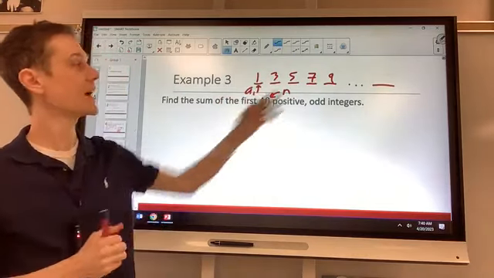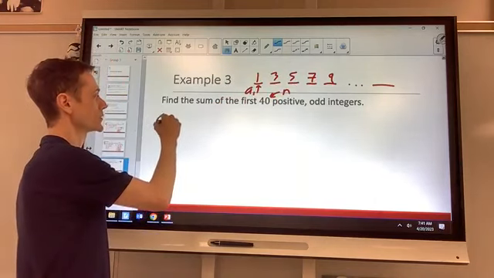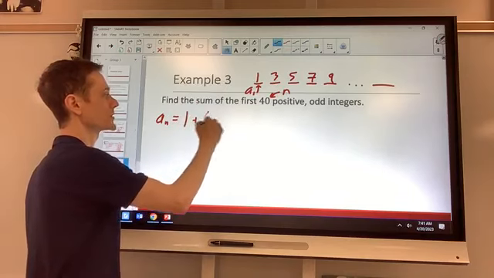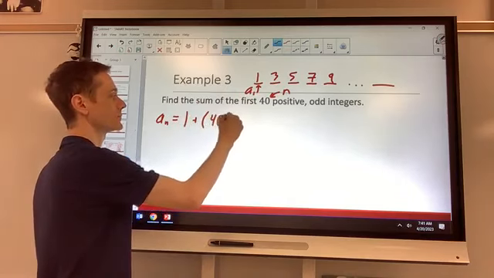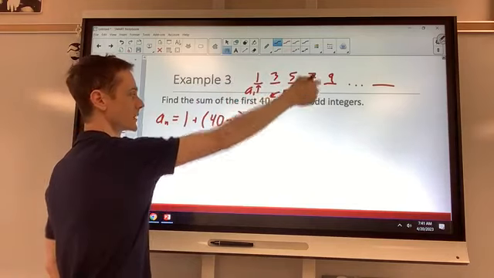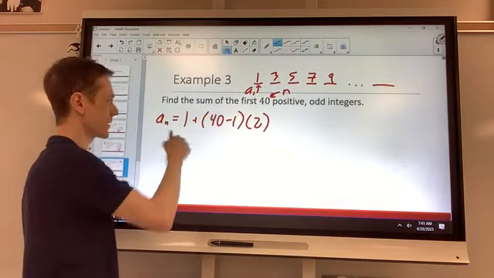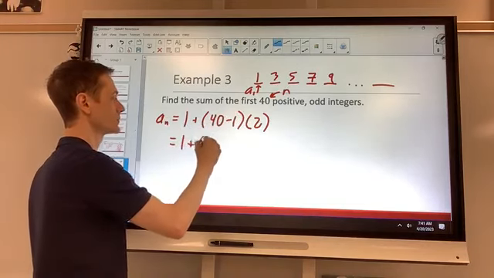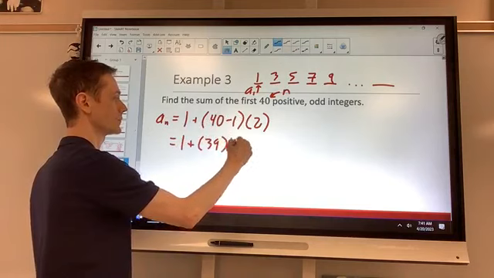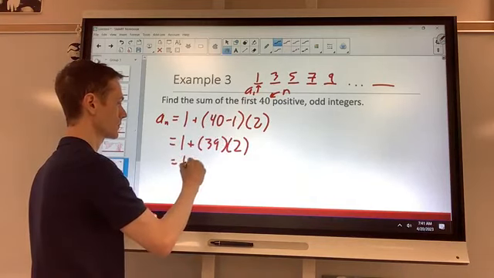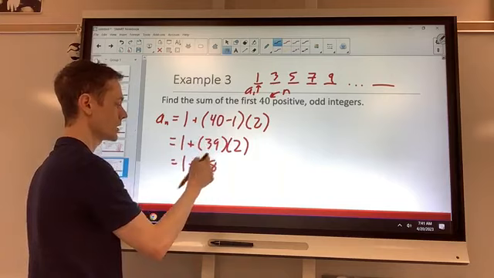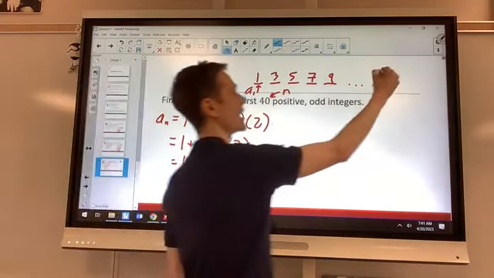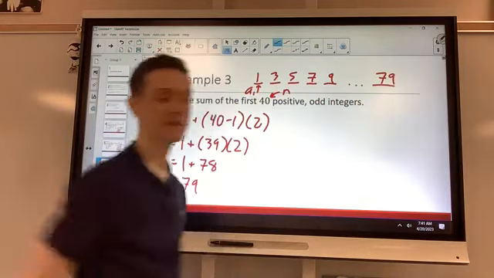So if I need to find the last term in this pattern, I'm going to again return to my explicit rule and say that a sub n will equal the first term plus n minus 1 times the difference between terms. And I need to simplify this. So now I'm getting 1 plus 39 times 2. And this would be 78. But when you add on the 1, we get that my last term is 79. So we just found the last number in the pattern is 79.